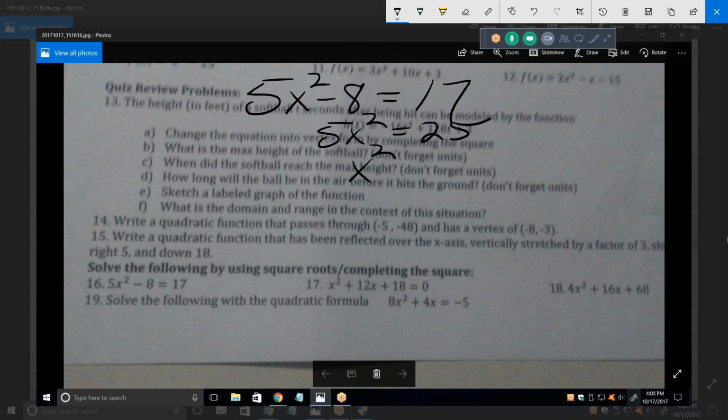Divide by 5, I get that. What's x equal to? Square root of 5. Always begin your answer with the words plus or minus when you are solving an equation by taking the square root of both sides. Okay, so x equals plus or minus square root of 5. Right. And that is the answer to 16.